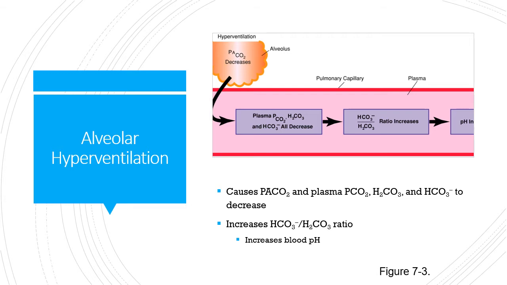Alveolar hyperventilation causes the PACO2, or alveolar CO2, and plasma CO2, carbonic acid, and bicarb to all decrease. This increases the bicarb to carbonic acid ratio, normally 20:1. If this ratio increases, this will increase the blood pH.